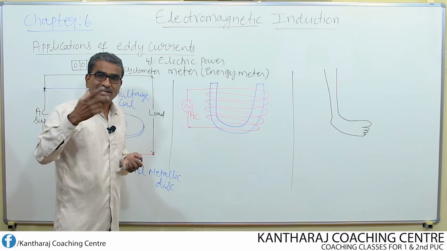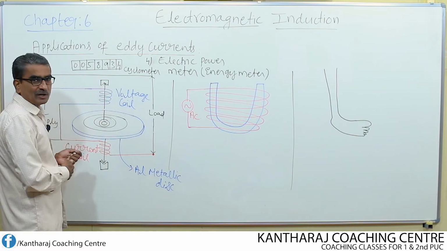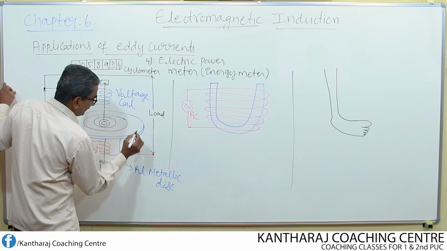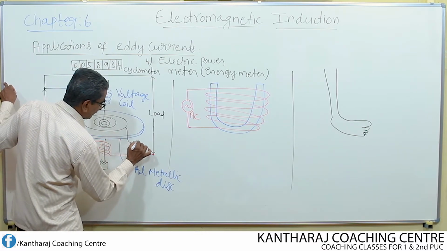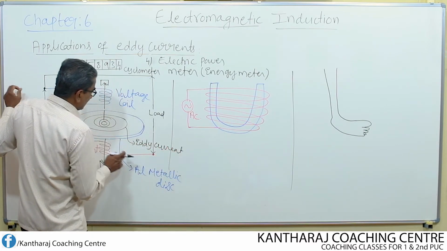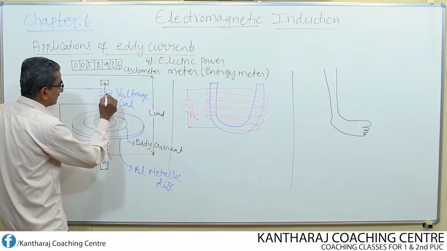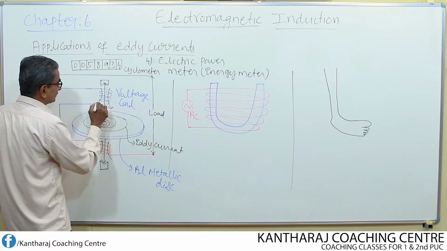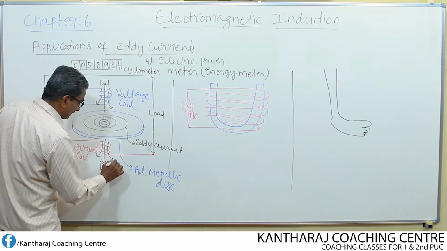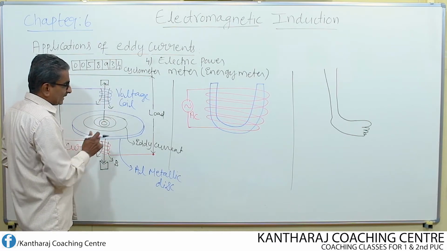Now, due to the interaction between the eddy current and the magnetic field produced by these two coils, since both coils produce a magnetic field. So, this is nothing but the eddy current. Now, there will be an interaction between the eddy current and the magnetic field. Let us consider these as the magnetic field lines. Let us not worry about the direction. Interaction between the magnetic field and the eddy current takes place.